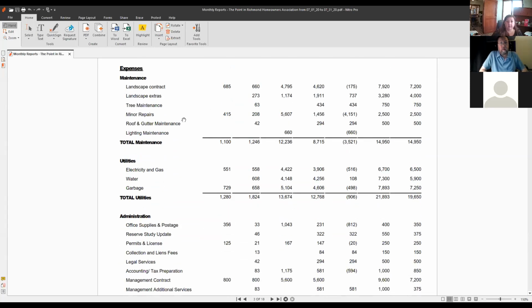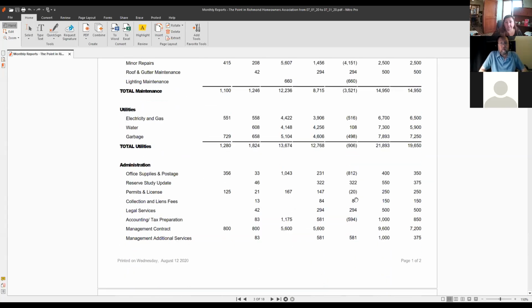The expenses are broken down by category, and it's important to look at the bottom line of each of the categories and then see why we are over budget. Clearly, there's some minor repairs that they're over budget by about $4,000. They're under budget on their landscape extras. They're a little over budget on their landscape contract. They didn't budget accordingly, so their contract is $685, but they only budgeted $660. Something to pay attention to for next year.